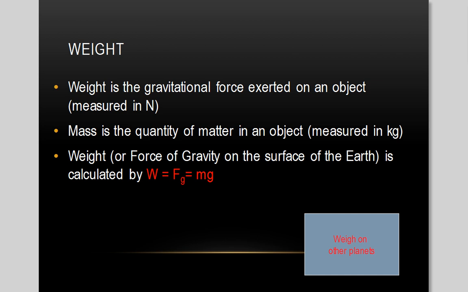Okay, weight is the gravitational force exerted on an object, and it's measured in newtons. Mass, from a Newtonian perspective, is the quantity of matter in an object. For the higher levels, they actually revisit this notion of mass and relate it to the speed of light. But for everyday macro world problems, mass is easily defined as the quantity of matter in an object measured in kilograms.